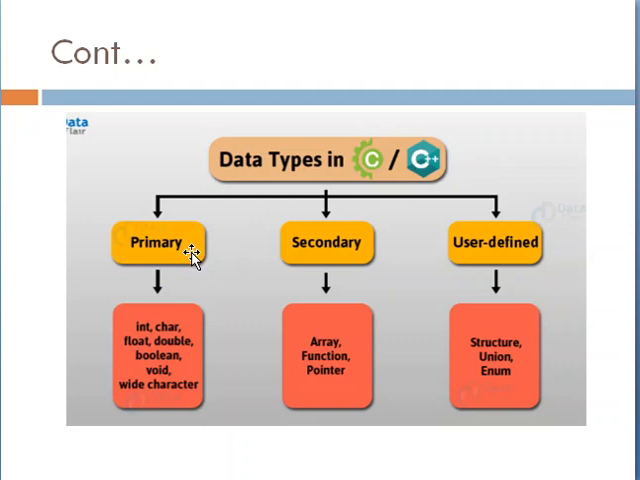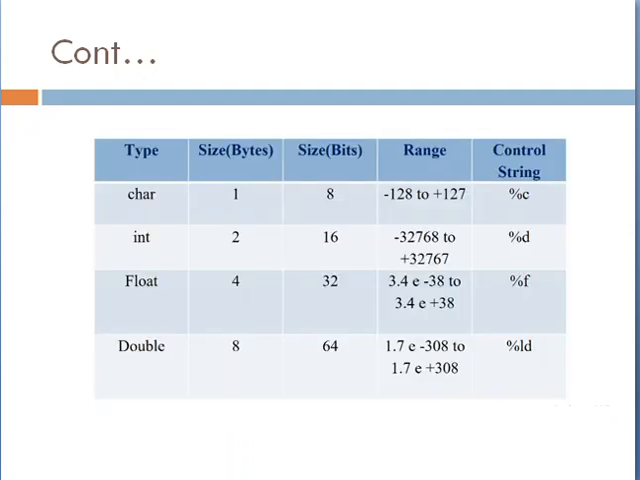So primary data types are integer, character, float, double, boolean, void, and wide character. Secondary data types are array, function, and pointer. User-defined means the user can create their own data type, which are structure, union, and enumerated (enum) data types. There are different sizes in bytes and bits, their range, and their control string.